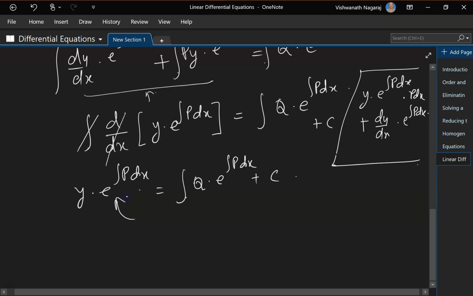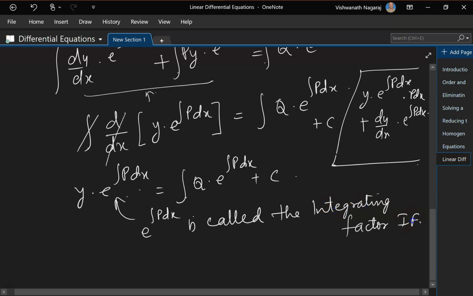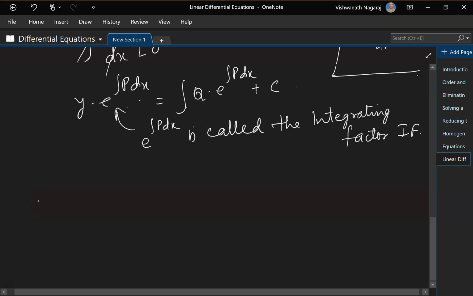Here e to the power of integral of p dx is called the integrating factor, or IF in short. Okay, now let's see how this works. Let's solve one or two problems. Let's say the equation given is x dy by dx minus 2y is equal to 2x.